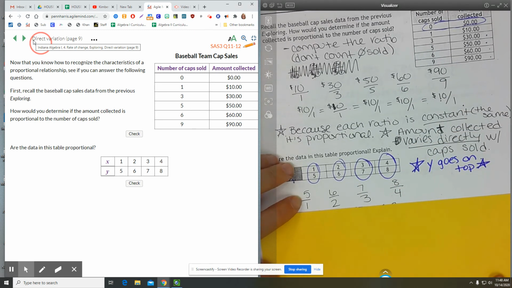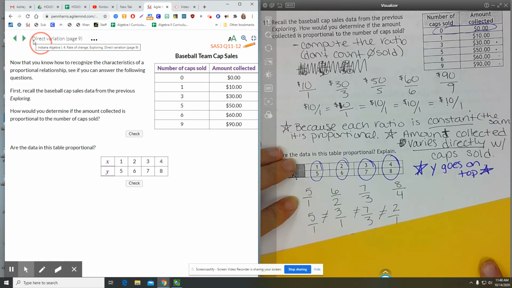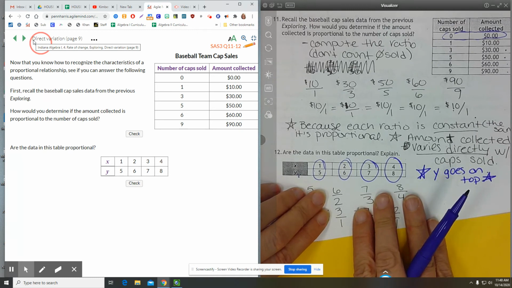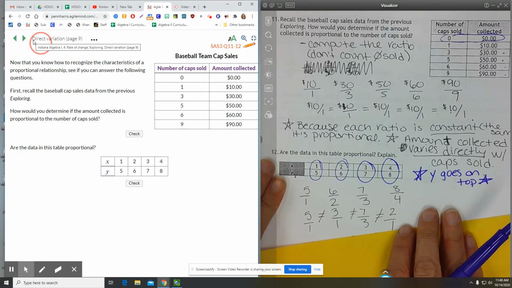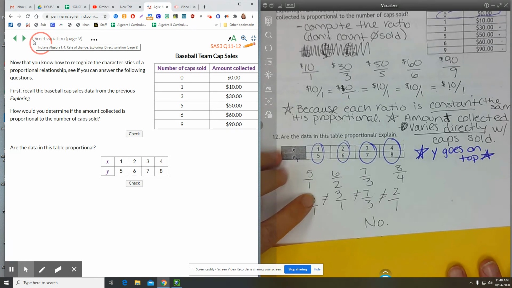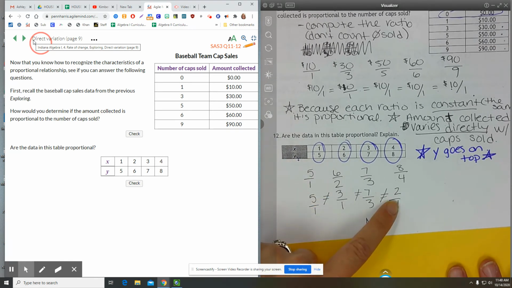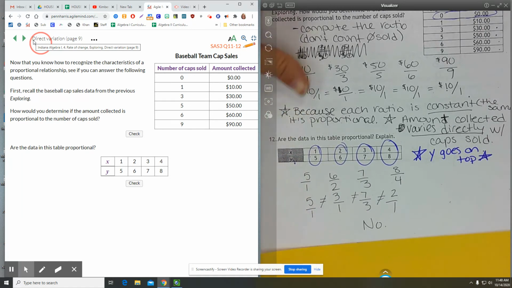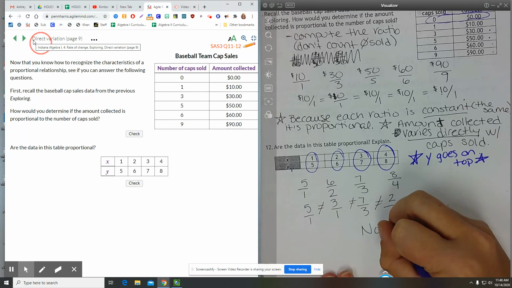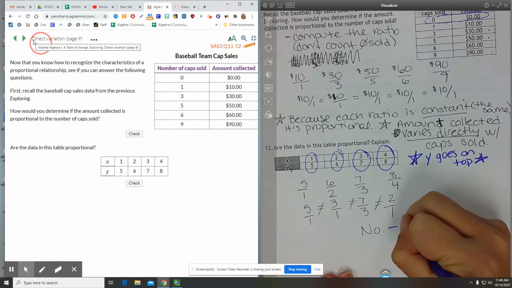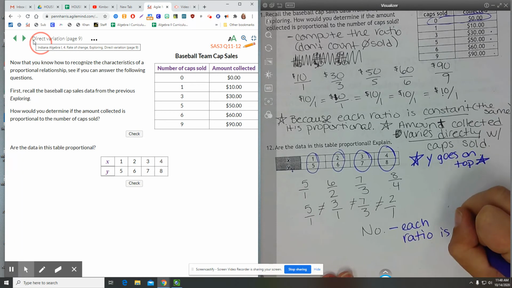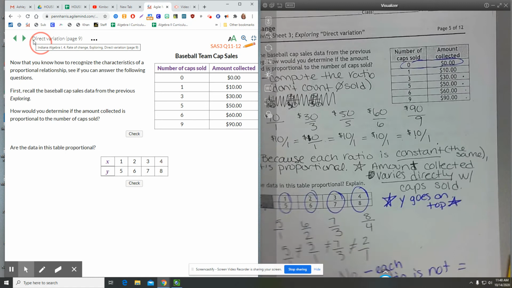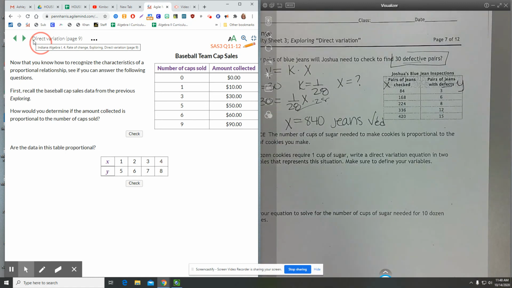And let's check it. 5 over 1 becomes a 5. 6 over 2 becomes 3 over 1. 7 over 3, that can't reduce. And 8 over 4 reduces to 2 over 1. None of these are equal to one another, which means that no, they are not proportional. Okay? Each ratio is not equal. Each ratio is not equal.